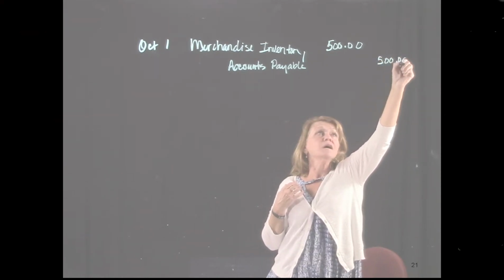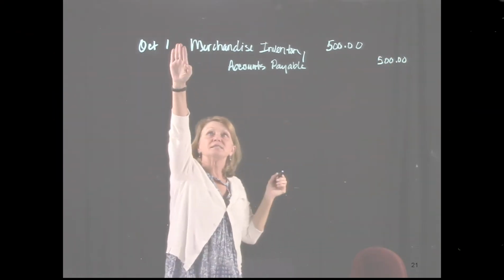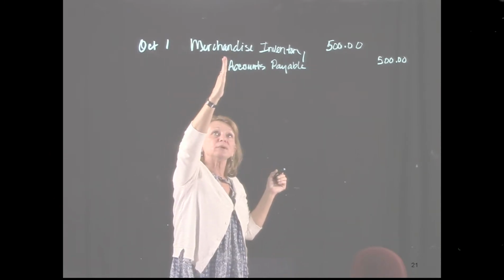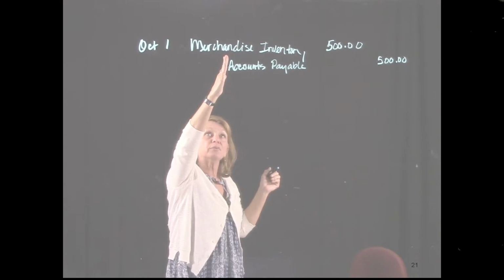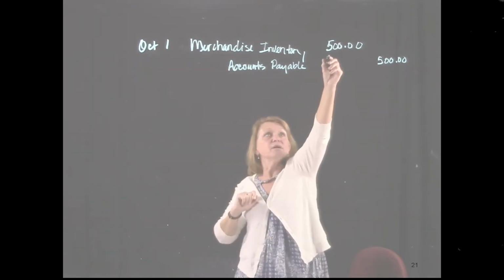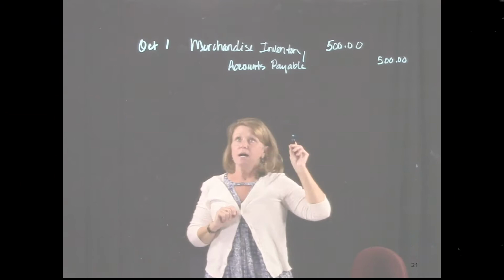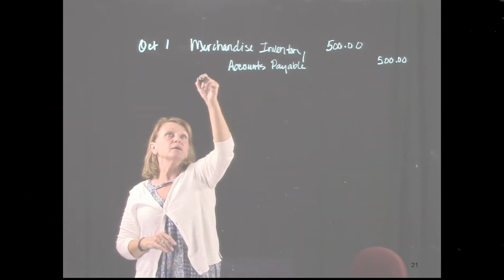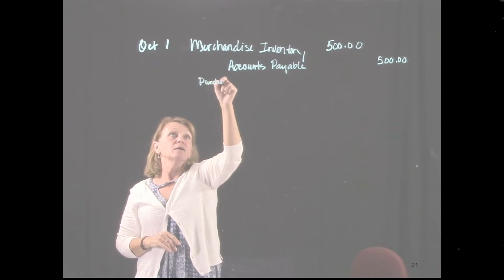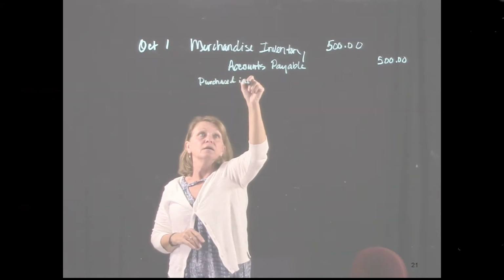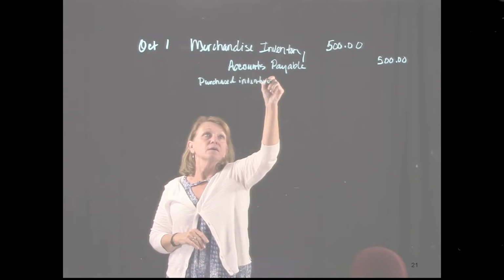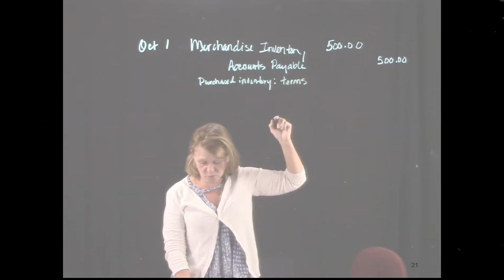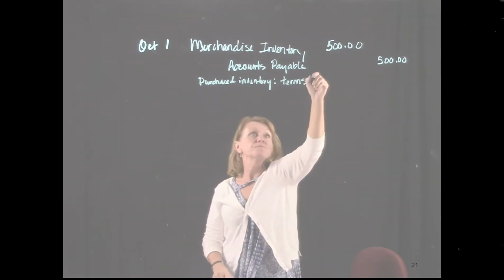Now notice, it's just customary that we put the debit first. The debit is to the far left. We're going to indent the credit. We put it second, we indent it. Debit on the left, credit on the right. And our explanation is we purchased inventory. Terms, 2/10 net 30.